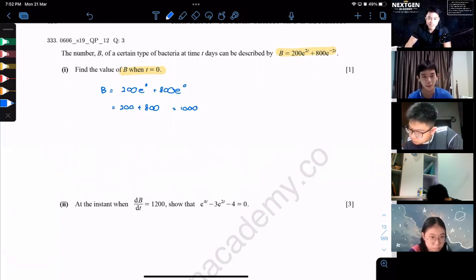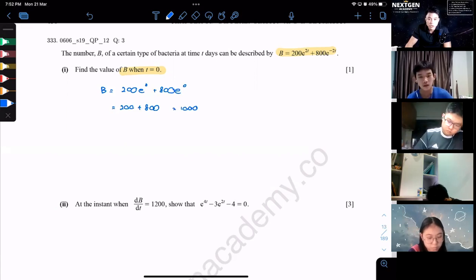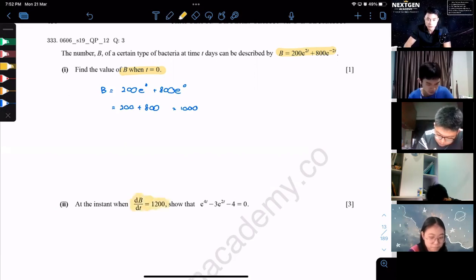Second one, at the instant when dB over dt equals to 1200, show that e to the power of 4t minus 3e2t minus 4 equals to 0. So I want you all to try. Let's go 1 minute. Go and find dB over dt first, equals to 1200. B is equals to 200 e2t, so you just need to differentiate that.